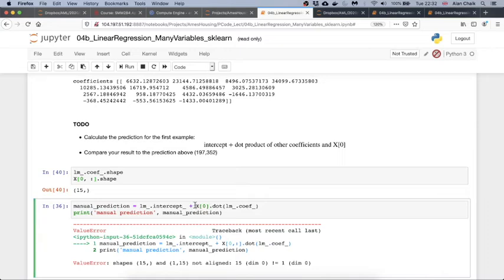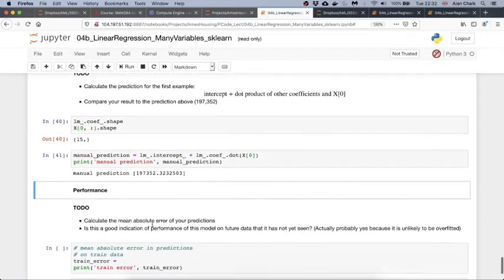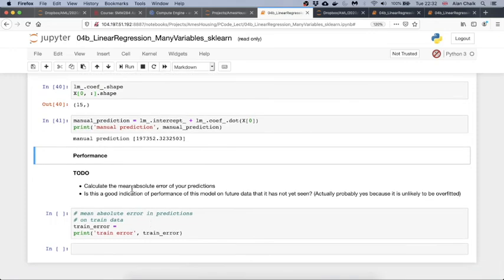I think we're going to have to do this the other way around. That's good, it works. And is it right? 197,352, 197,352. So we are able, unsurprisingly, to replicate the predictions from the linear model class.